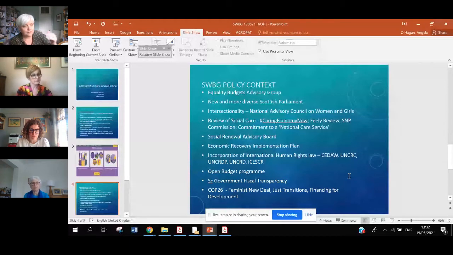And the drive underpinning this comes as well from the Open Budget Programme and the commitment of the Scottish Government to improve fiscal transparency. Many of the recommendations coming out of that project also align with SWBG asks and with EBAG, the Equality Budgets Advisory Group, recommendations for action from the Scottish Government. And of course, again, in common with our sister organisations, there is a focus on COP26 and the opportunities of a feminist New Deal, the narrative and policy framing on just transitions and financing for development. So as I say, we're not short of opportunities, we are short on resource, but not on energy and goodwill. And that's very much what today and the next couple of days are about.